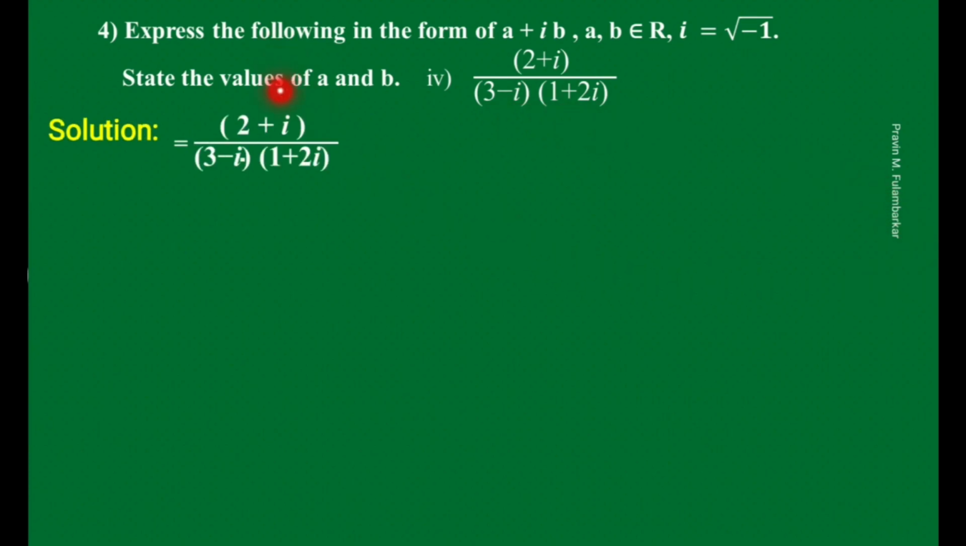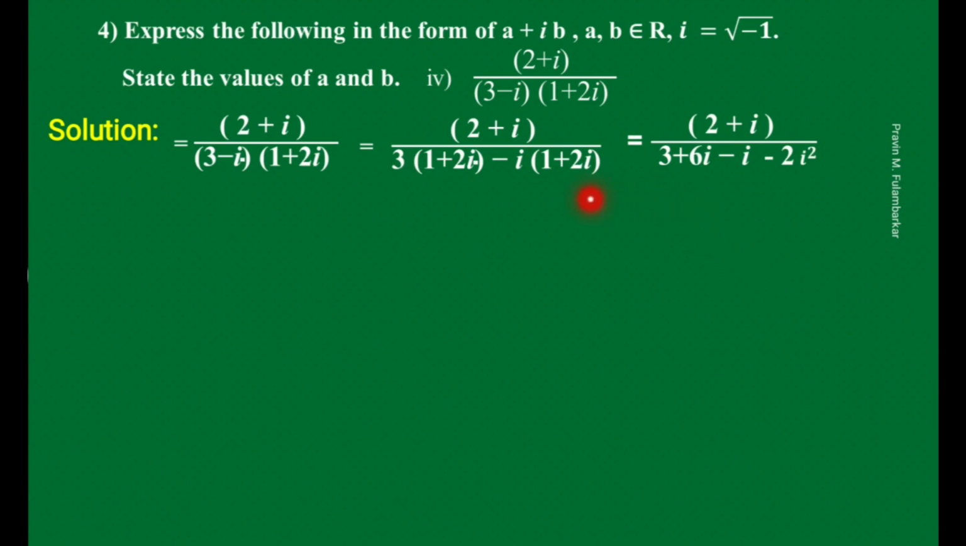So write in the solution the given expression as it is. Now multiply 3 by 1 plus 2i and minus i by 1 plus 2i. So we write here 3 into (1 plus 2i) minus i into (1 plus 2i). Now multiply 3 with the first bracket and minus i with the second bracket. So we get here 3 into 1 is 3, 3 into 2i, that is 6i, minus i into 1 we get minus i, plus minus minus 2 into i is i square. Now we replace this i square by minus 1.